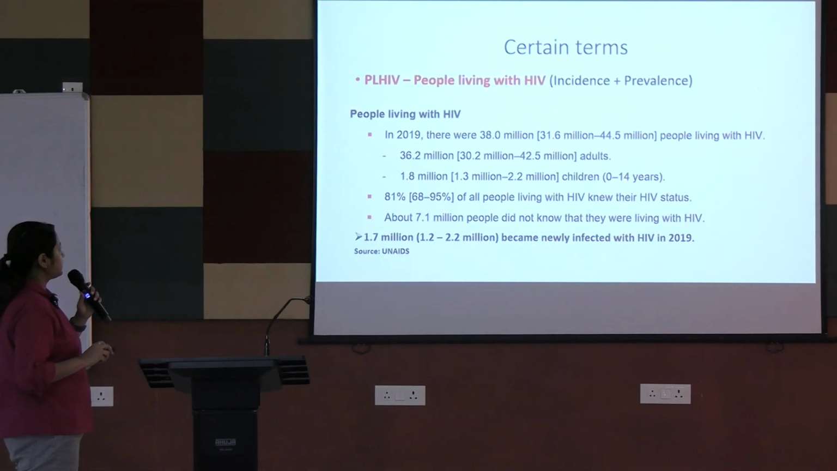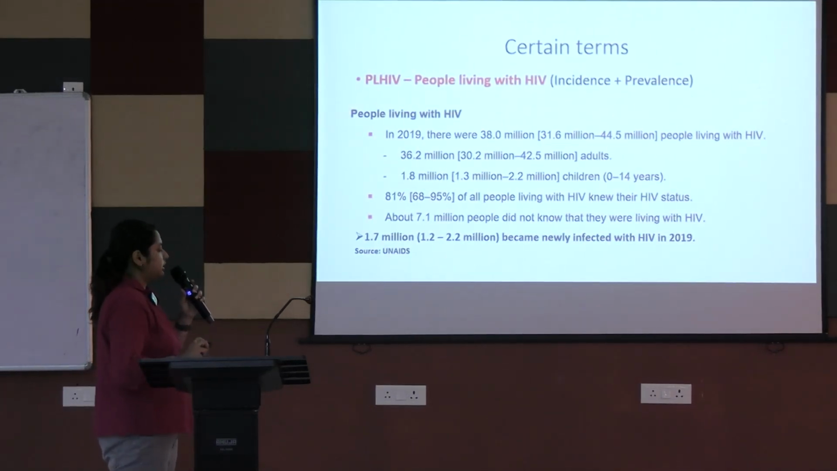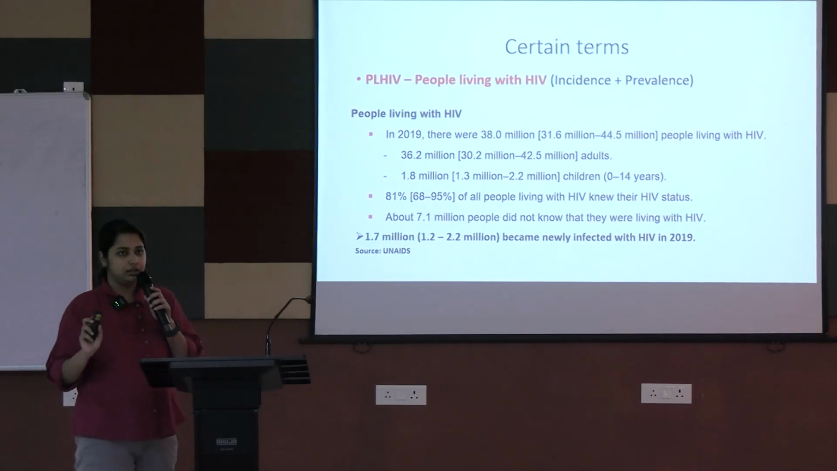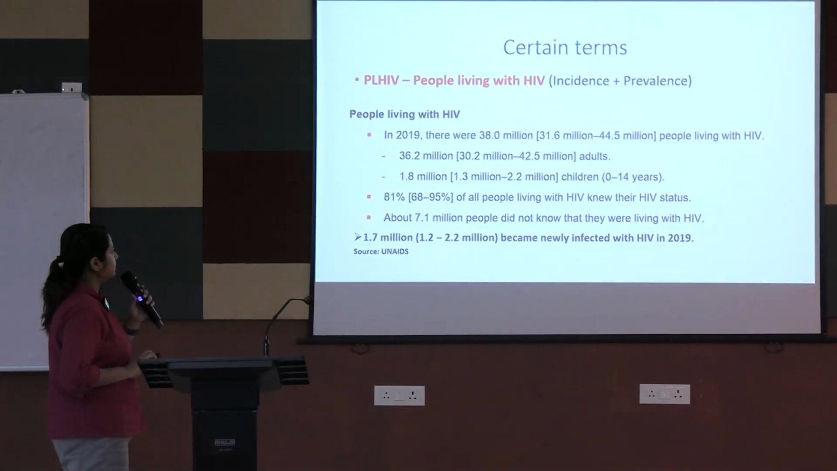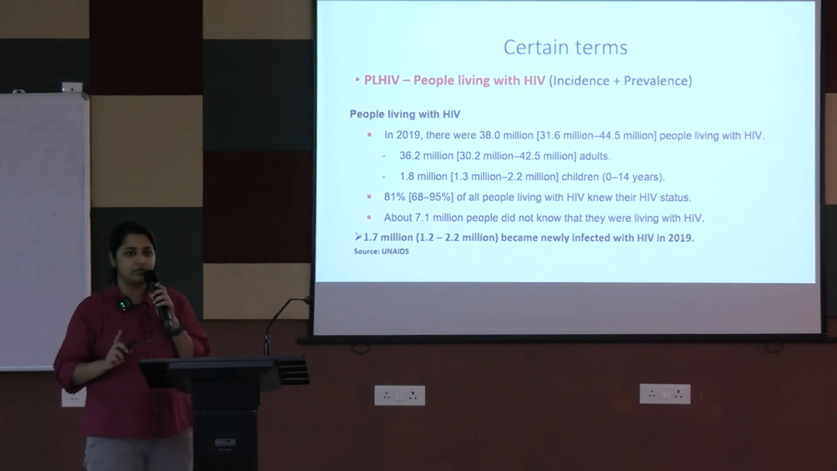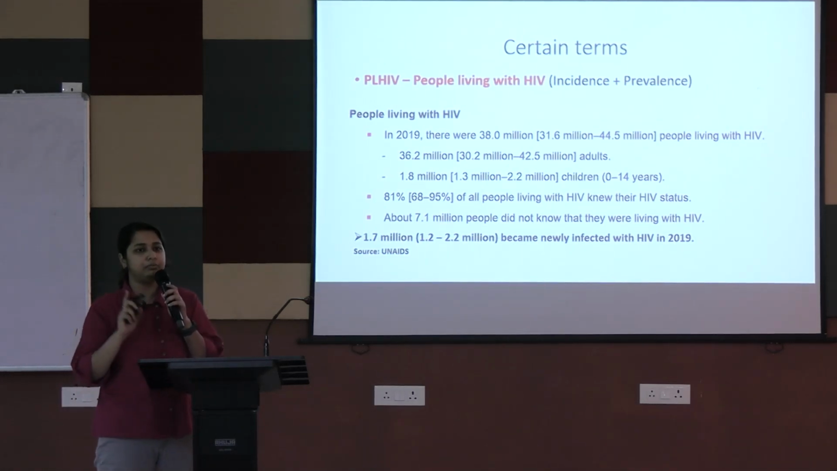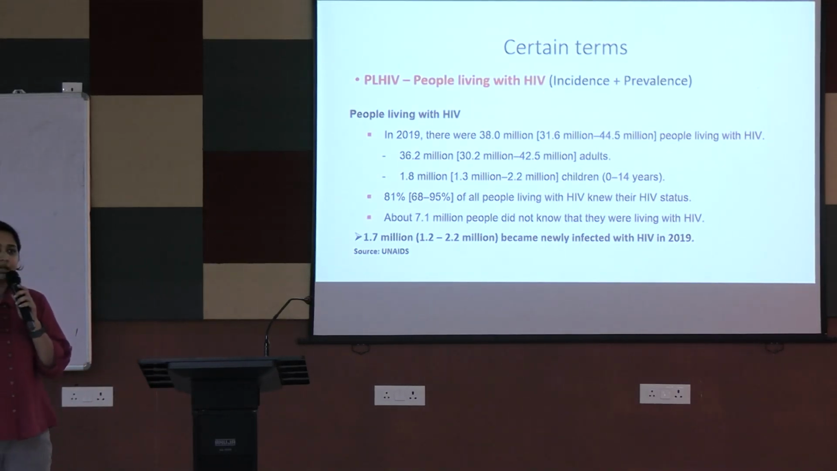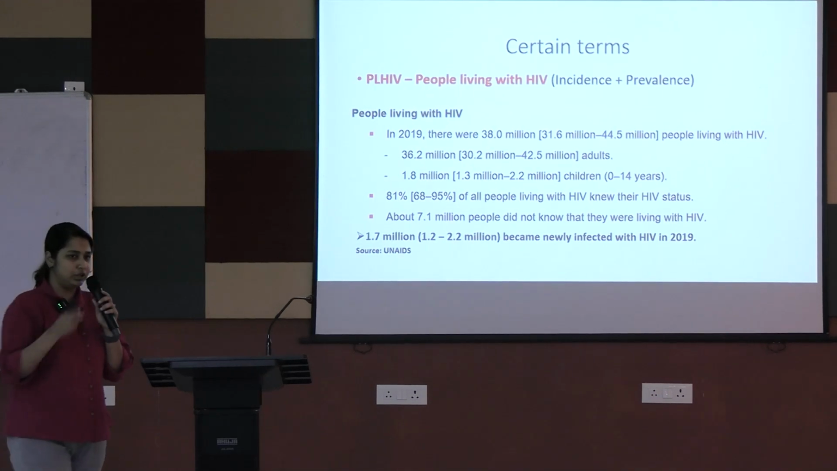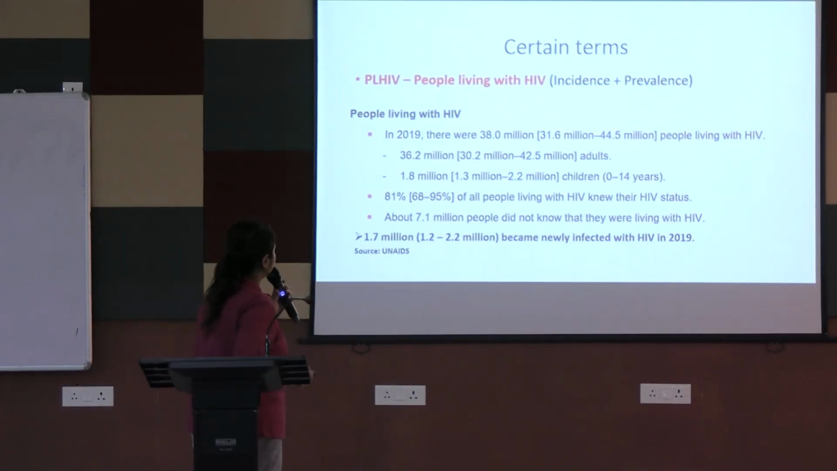Now, there are certain terms that you need to be familiar with. You do not need to read these figures, just see the ones highlighted in red. There is one term called PLHIV, a short form that can come. What is that? People living with HIV. That includes the incidence plus the prevalent cases, the new cases and the old cases, that is, people living with HIV.